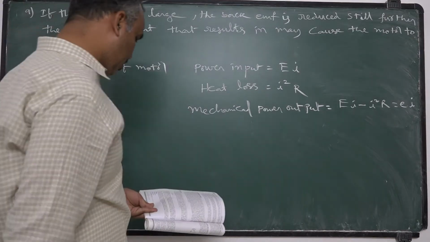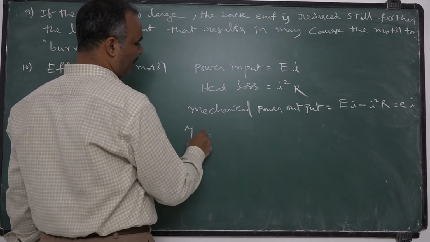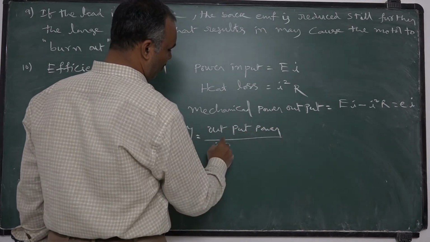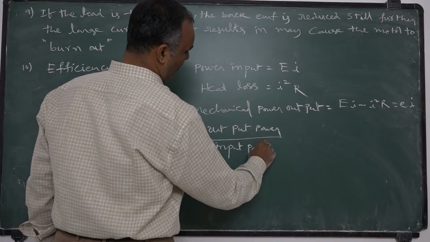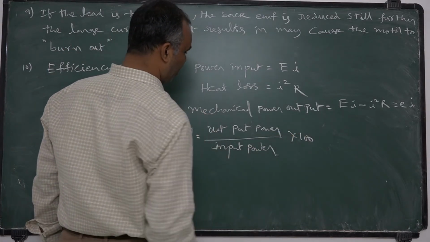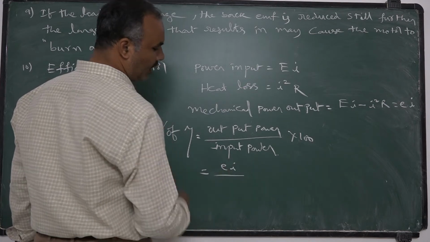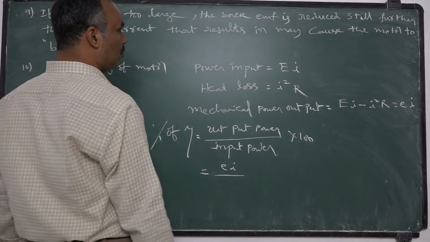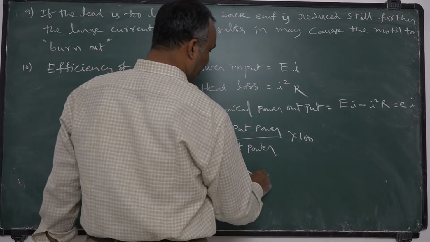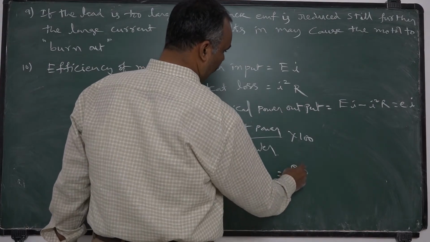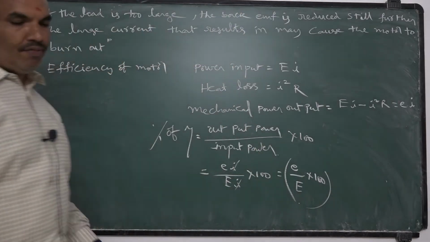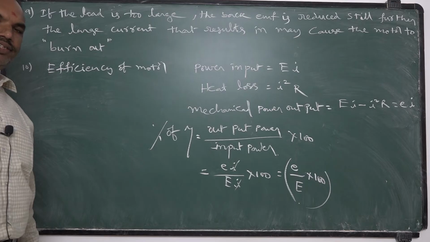Now, efficiency is nothing but output power by input power. Otherwise, if you want percentage of efficiency, you should multiply with 100. Output power is EI, back EMF developed into the current. Input power is capital EI into 100. I gets cancelled. So, back EMF developed by applied EMF into 100. This is the formula for calculation of percentage of efficiency.